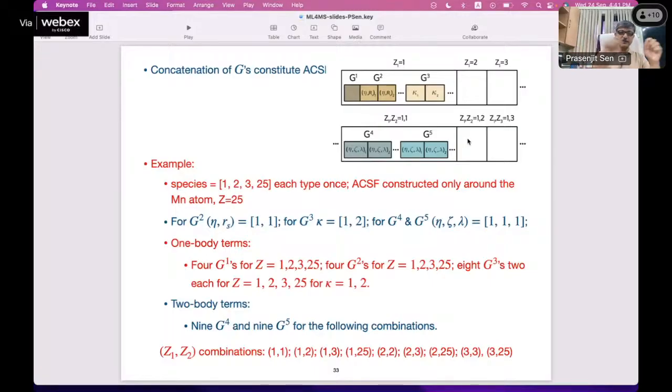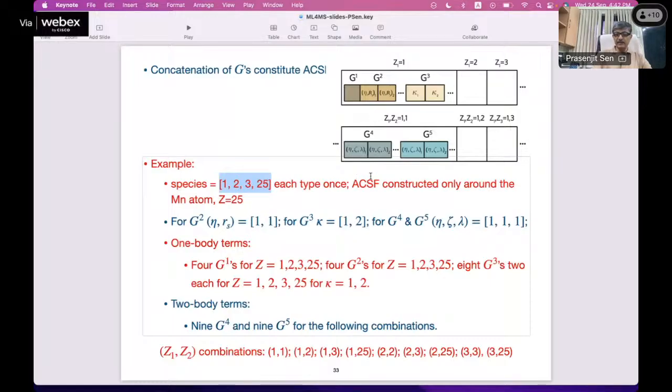You can specify the elements that are present in your entire training data by defining a list called species. I showed you an example yesterday. We'll go through that example, or those kinds of examples, once again. But whatever those values are, at this point let us assume that we have these three or four elements in our training set: Z equal to 1, 2, 3 and 25.